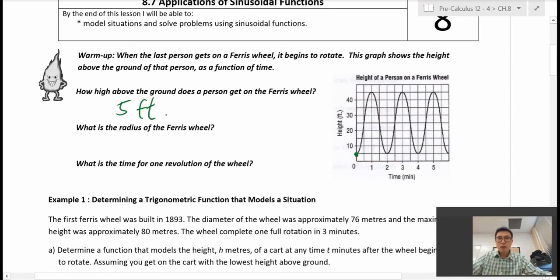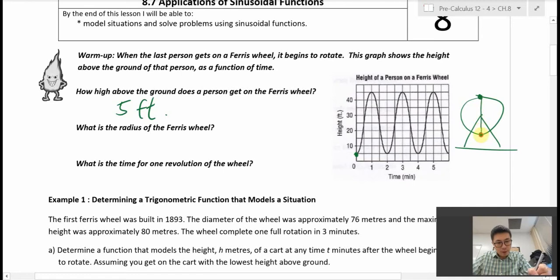What is the radius of the Ferris wheel? Well, if you think about this, I'm just going to quickly draw a Ferris wheel. It looks something like this, I suppose. If this person gets on here and it begins to rotate, it's going to go up to the highest point right there. So this will be the lowest point, and that will be the highest point.